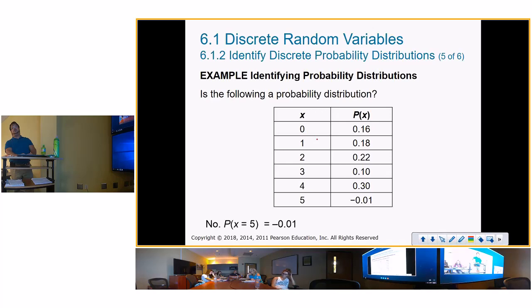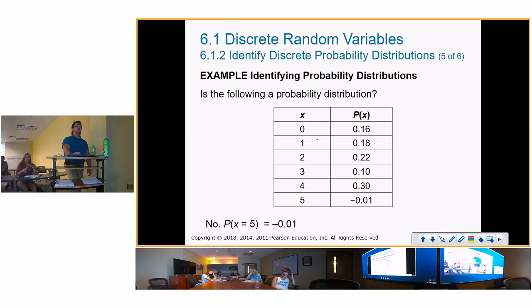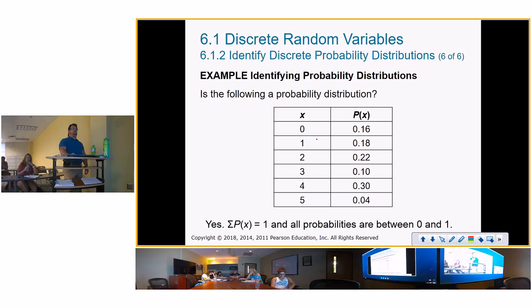So that could be a test question. If you get it wrong, you don't what? You don't tell anybody. Oh yeah, I got that one right. All right, that's a probability distribution. So all three of these could be test questions, and somebody's going to miss them. That one's yes because all of them are positive, between 0 and 1. If you add them up, you equal 1.